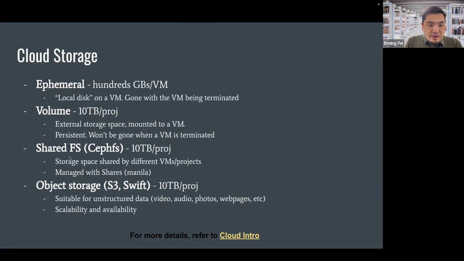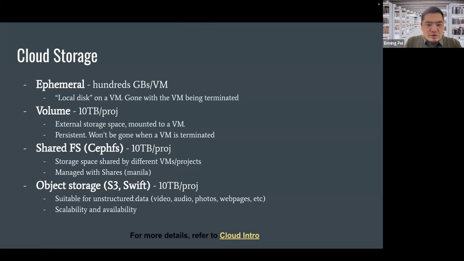Shared file system is for sharing between different VMs or even different projects. It's convenient for you to do the sharing. Otherwise, you have to do something like FTP or NFS, or use HTTP to let it be downloaded from another VM. It's not so convenient.